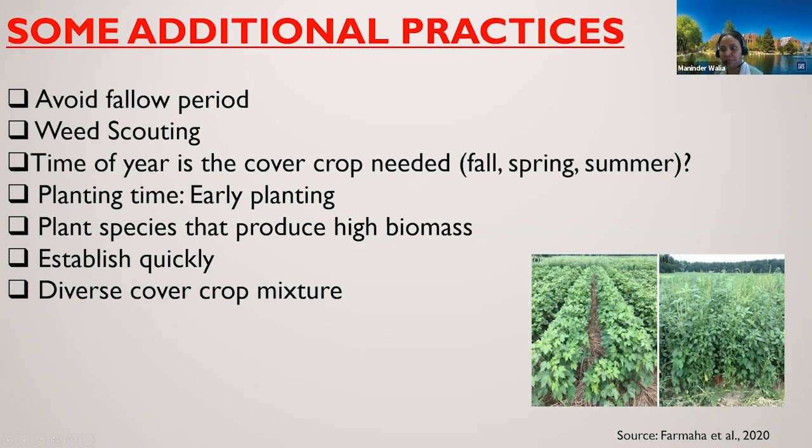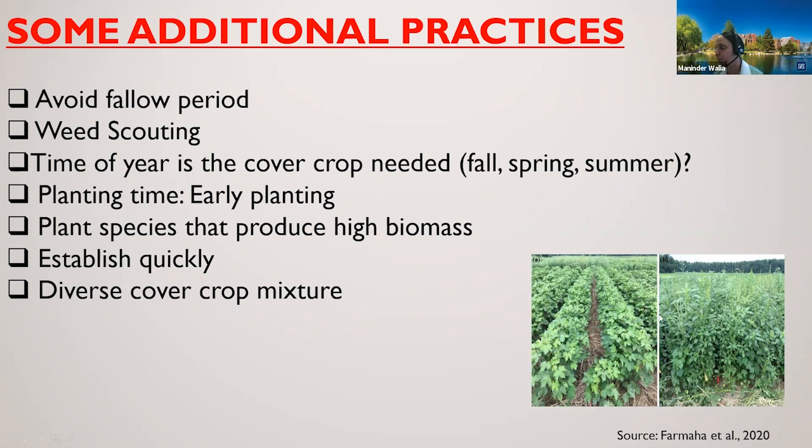Look for species that establish quickly and also produce a large amount of biomass. The goal here is direct competition. Cover crops need to use the resources that would otherwise go towards weed germination. So look for species that can grow quickly and provide high biomass.